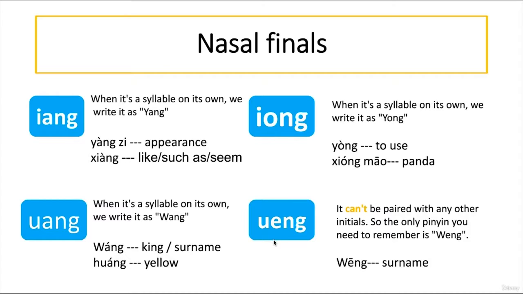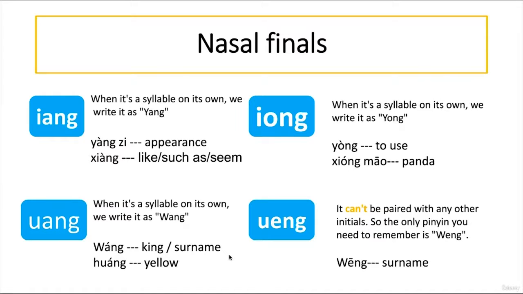Weng. You can see the first vowel is wu, so remember to put your mouth rounder when you pronounce it. Weng, Weng, Weng. It can't be paired with any other initials, so the only pinyin you need to remember is Weng. This is how we write it. So for example, Weng is a very common surname in China.